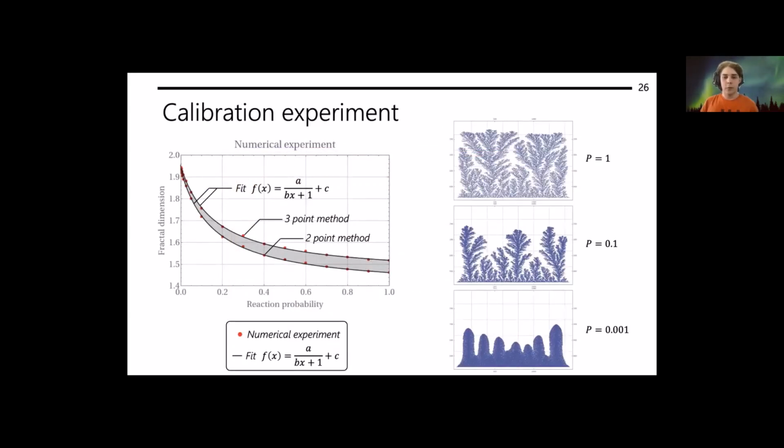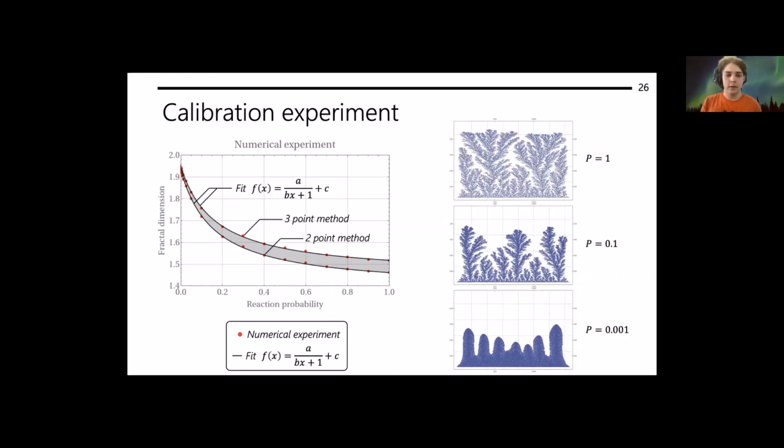So our model has one free parameter, which is used for approximation. It's the reaction probability. It's very hard to determine from some chemically. So what we did is we conducted some calibration experiments. So the plot on the left is the dependence of fractal dimension to the reaction probability in the numerical experiment of two parallel foil sheets.